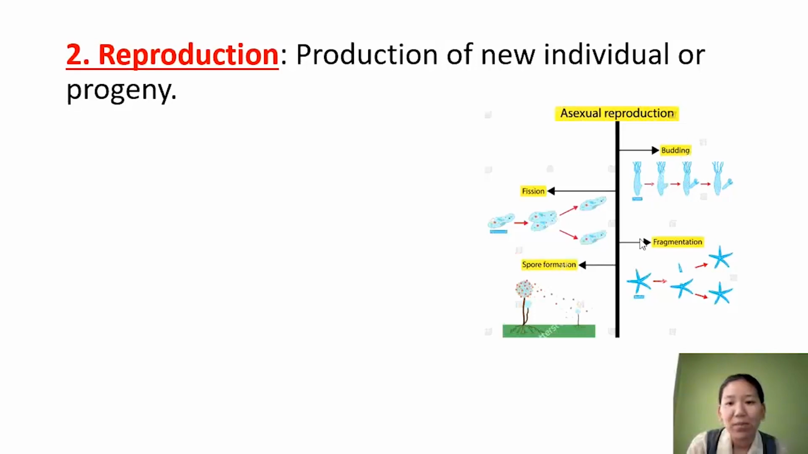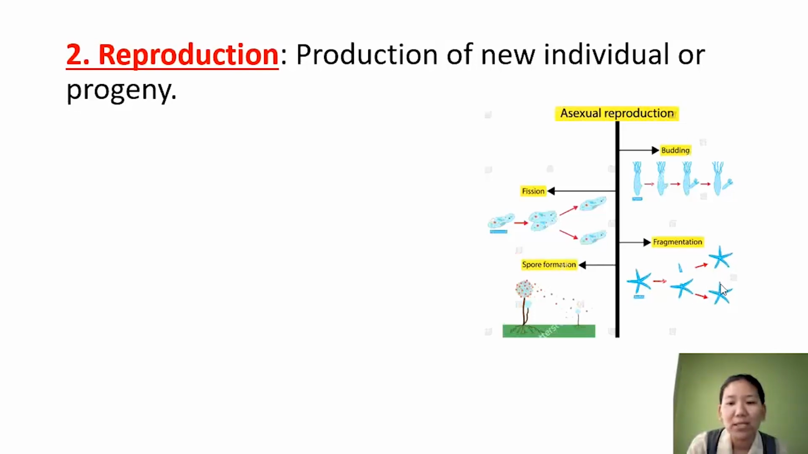The second example is that of a starfish or sea star. As you can see, it has five arms, and if one of the arms is detached from the parent body, each part, the arm and the main body, regenerates its lost part and grows into an individual organism.